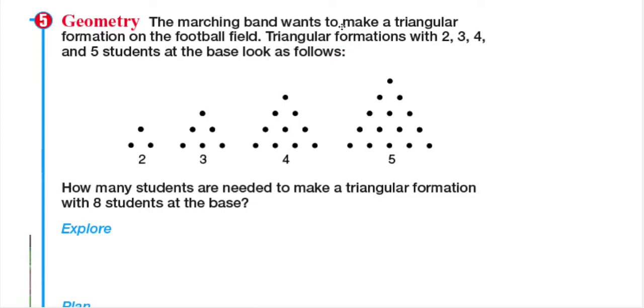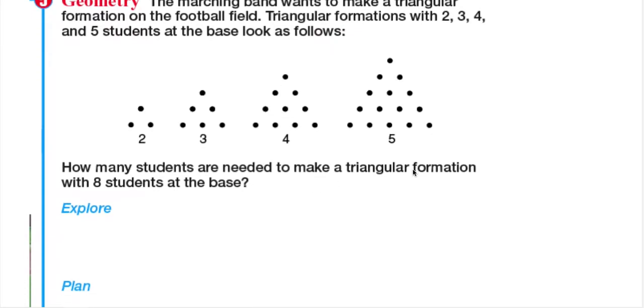Geometry. The marching band wants to make a triangular formation on the football field. Triangular formations with 2, 3, 4, and 5 students at the base look as follows. Okay. So if you have a marching band with only a base of 2, there will only be 3 students at that one. Okay, when you have a marching band with 3 students at the base, you have a total of 6 students all in all. 4 students at the base, 10. 5 students at the base would give you 15 students. Okay, so how many students are needed to make a triangular formation with 8 students at the base?